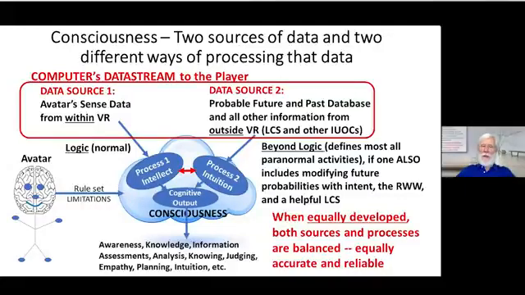You gather the information with the intuition, you put that into your logic, and you come out with the cognitive output. Now they can feed that cognitive output singly, or they can work together. That's your consciousness: awareness, knowledge, information, assessments, analysis, knowing, judging, empathy, planning, intuition, etc. That's all what comes out of this consciousness. But it's got these two processes behind it.